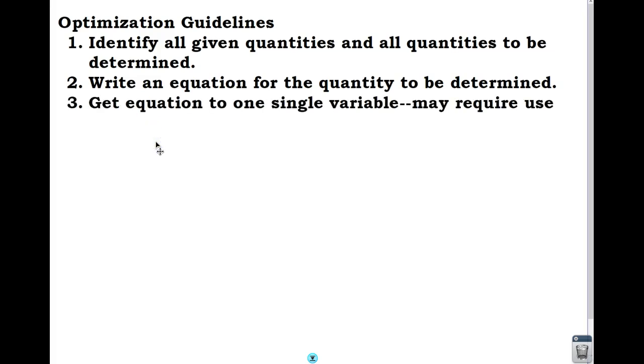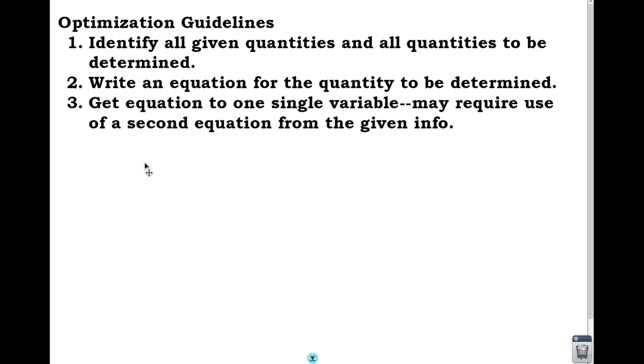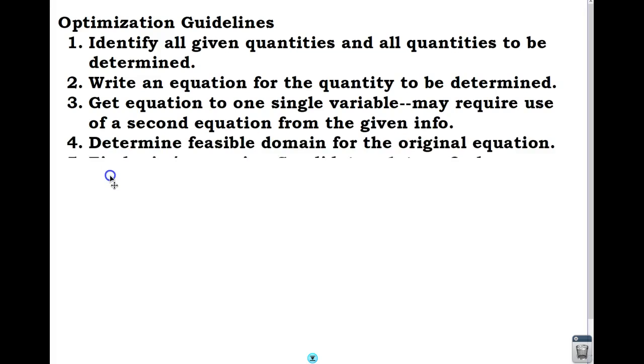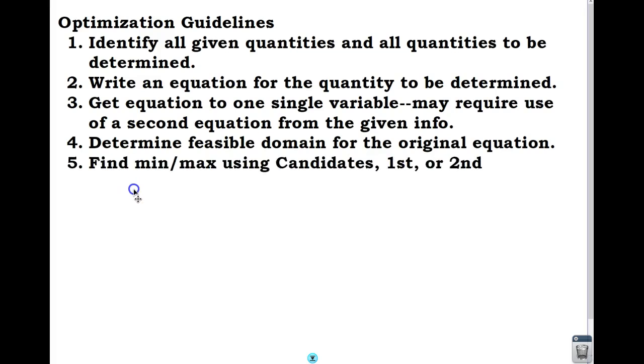And then you need to get that into one single variable, which may require use of a second equation from the given info. We had to rewrite volume in terms of x specifically, and so we used our surface area to eliminate h whenever we plugged it back into our volume. And then determine a feasible domain for the original equation, which we did. Our feasible domain for the last one was from 0 to 6 root 3. And then find the minimums and maximums using the candidates, first, or second derivative tests.